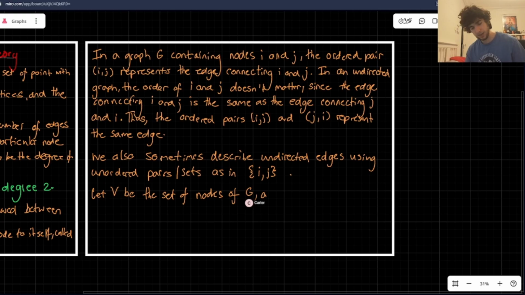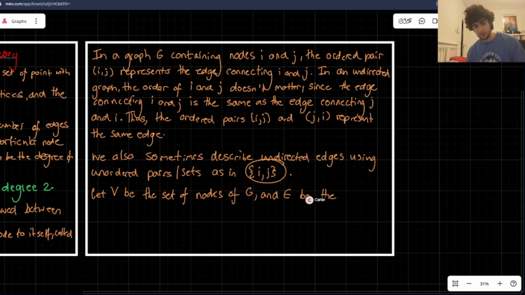Okay, and let E be the set of edges. So the set of edges is actually going to be a set of sets. Because if we're using sets to describe the edge between node I and node J, then the set of all edges will be a set of sets, where each set within the set represents the edge between node I and node J. Okay, so it's a bit funky, but it's how we do it. And I'll give an example as well, so hopefully that makes sense.